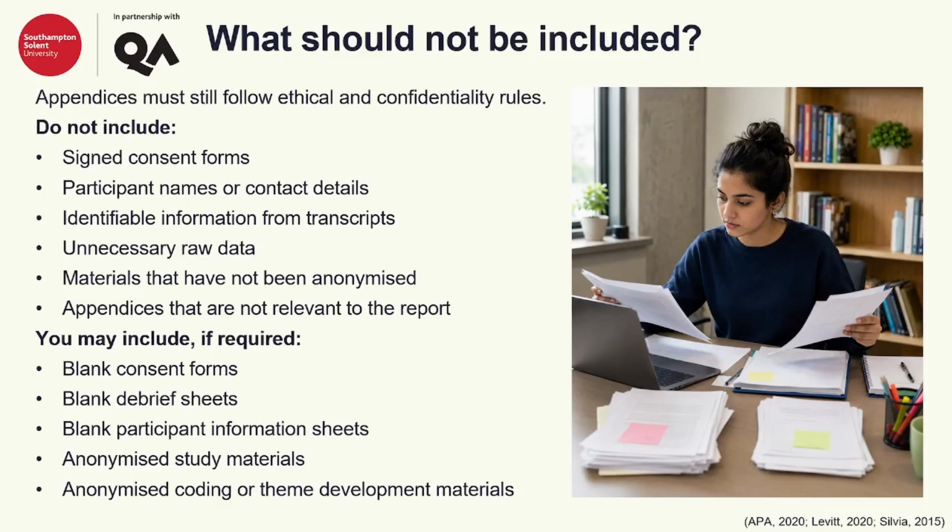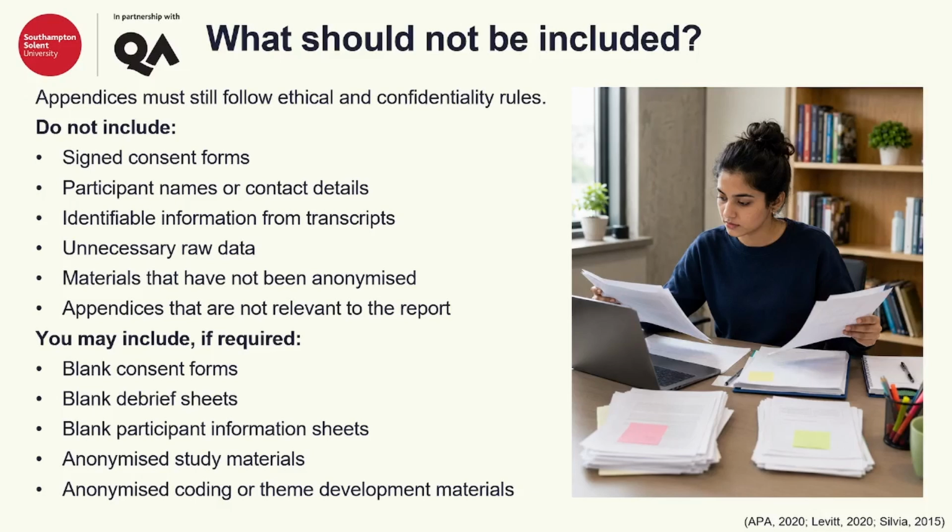There are some materials that you may include if they are required. This includes blank consent forms, blank debrief sheets, and blank participant information sheets. The word blank is important. These documents should not contain participant names, signatures, or completed responses. You may also include anonymized study materials such as an interview schedule. Anonymized coding tables, candidate themes table, and thematic map may also be included.